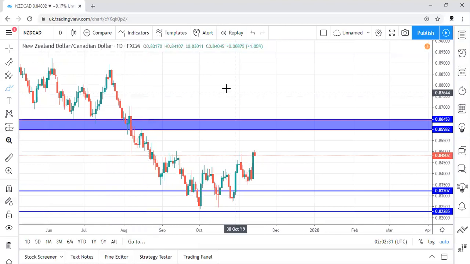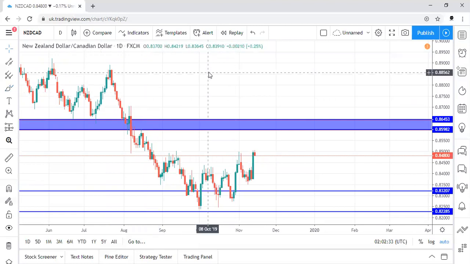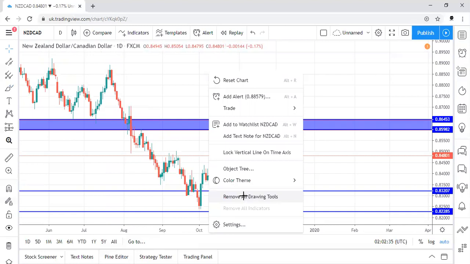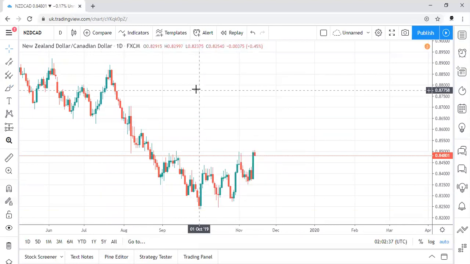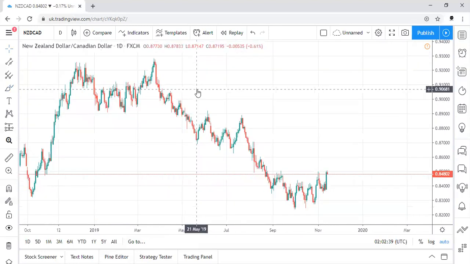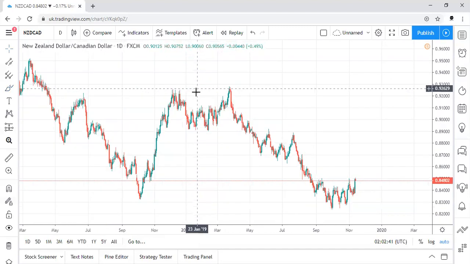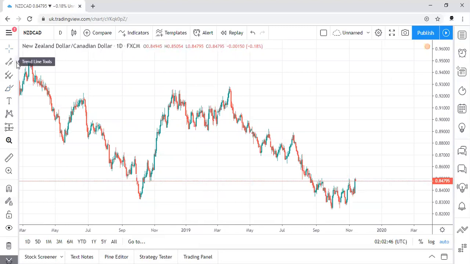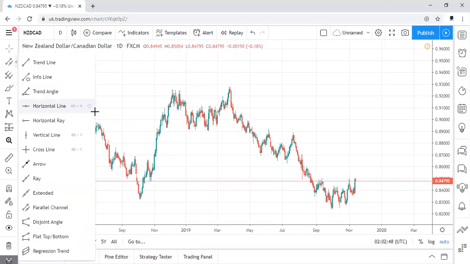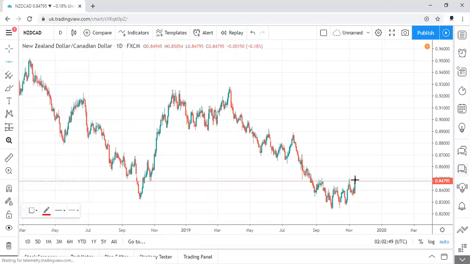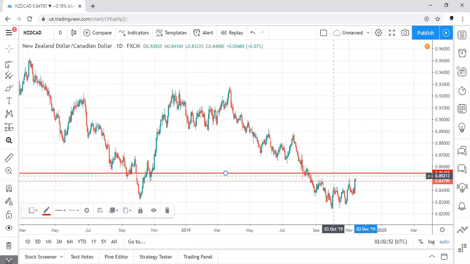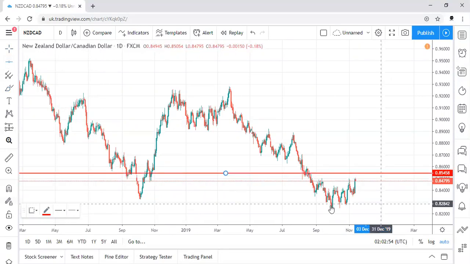But let's just clear the chart, start afresh. We'll also look for the same pattern here. We'll look for our support, resistance, then okay, let's quickly put on our lines. Just want to put the lines quickly before.